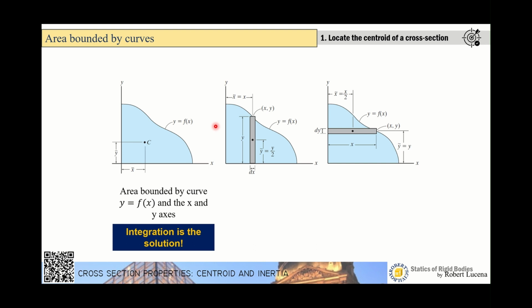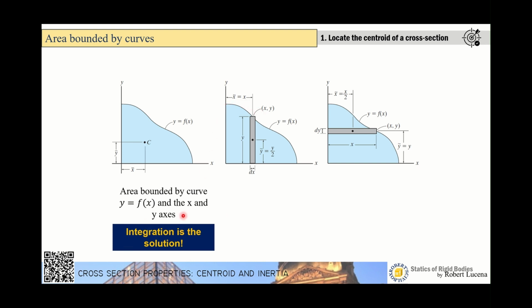For example, the area of a rectangle, the area of a triangle. There's an equation for you to get the area of that particular shape, or if it's a composite shape, we just simply get the total area of the common shapes constituting the cross-section. But for a curve, it is ideal to use integration.